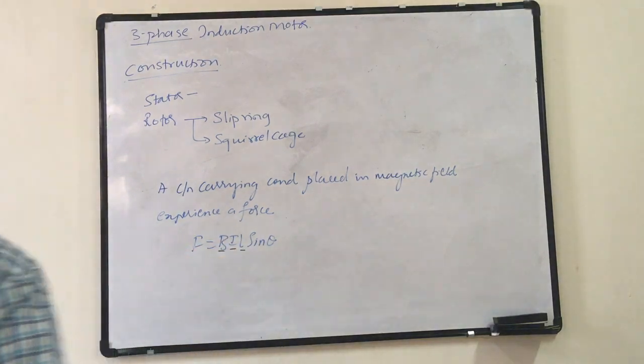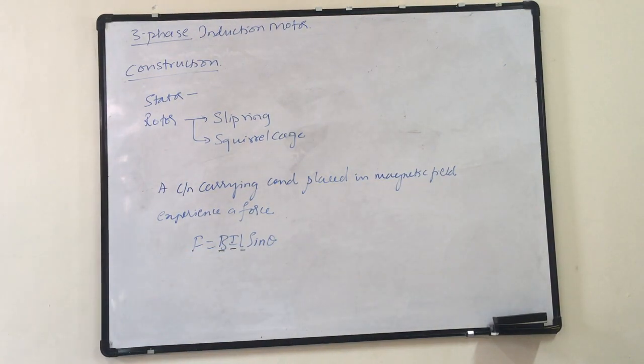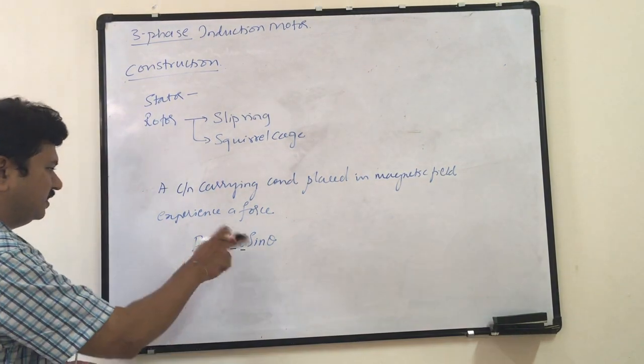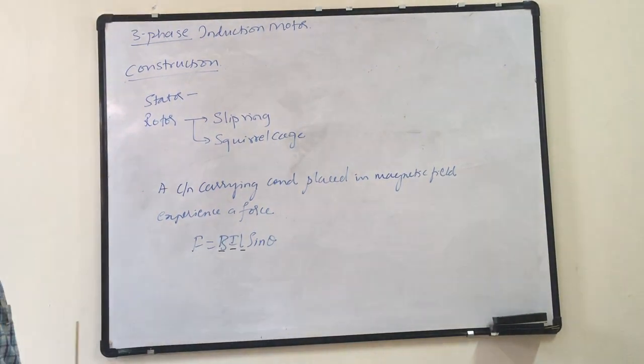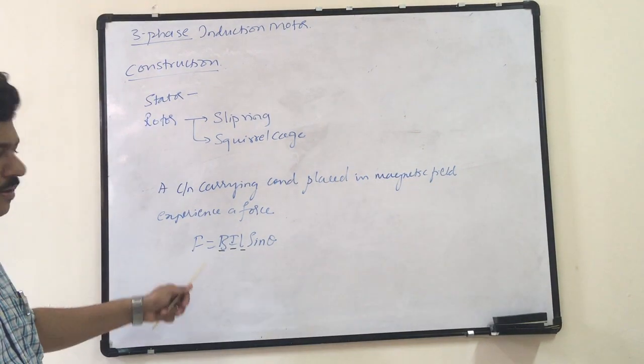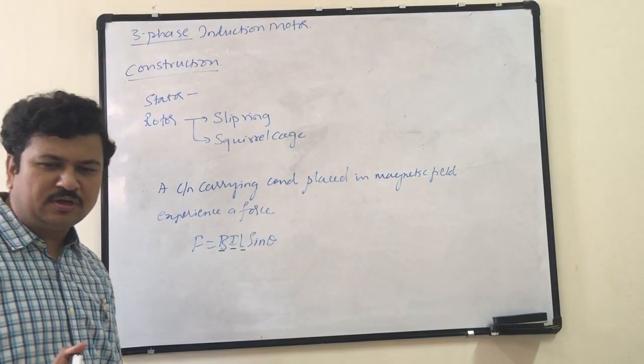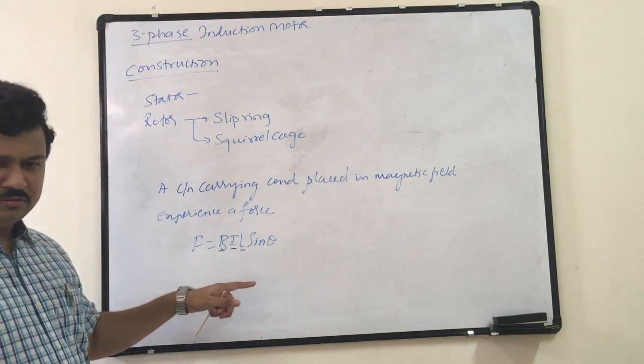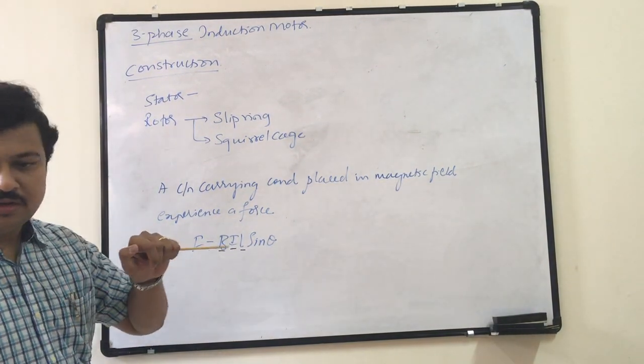Okay, that is L. Sin theta is the angular position of the conductor when the force is produced. So this is the dynamic action. Therefore, an induction motor is a dynamic machine because there is force produced and there is physical rotation.